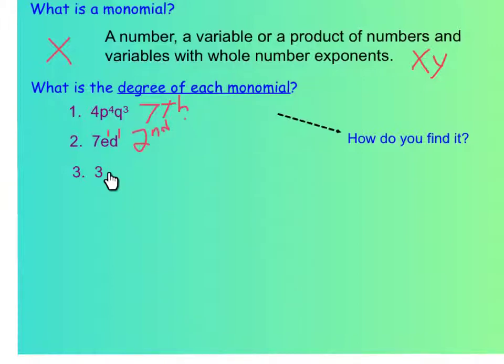Here, I don't have any exponents. Now, if I did, they would have an exponent of 0. So this is called 0 degree. So this would be a 0 degree.